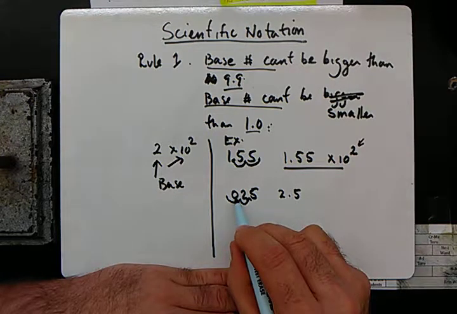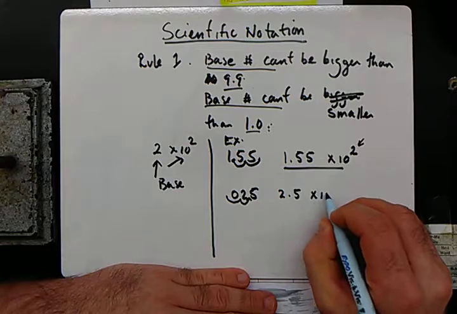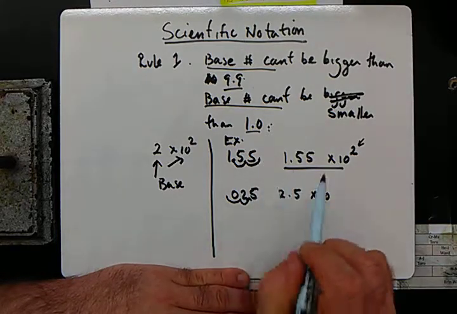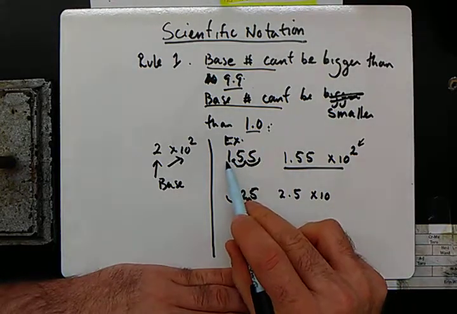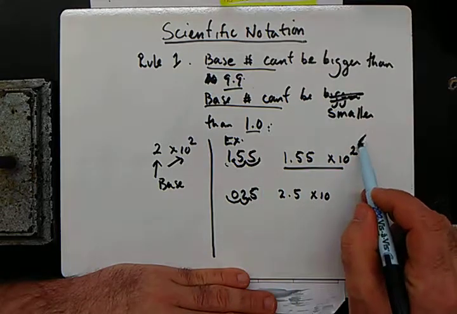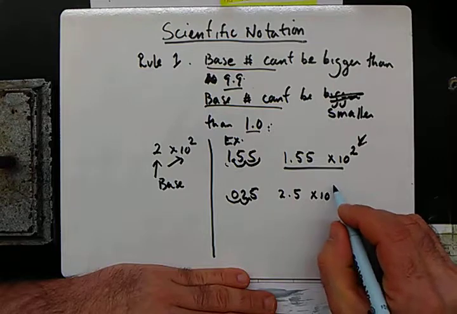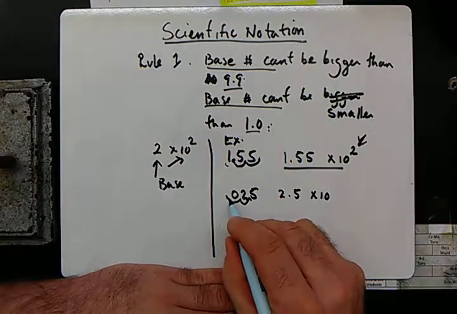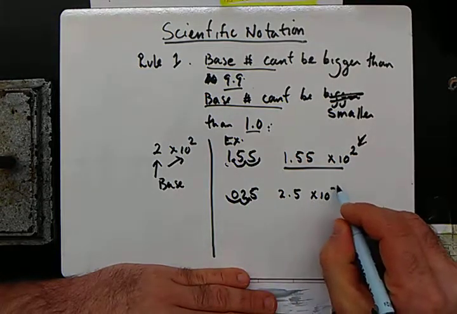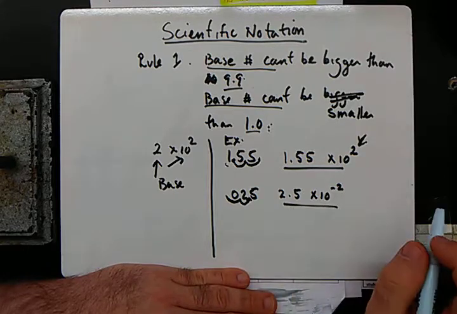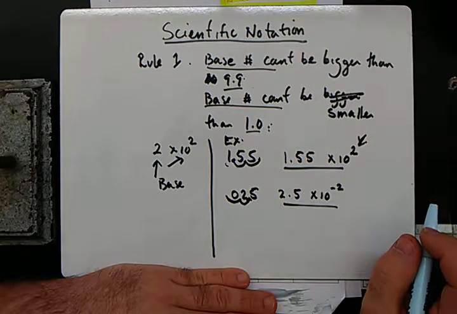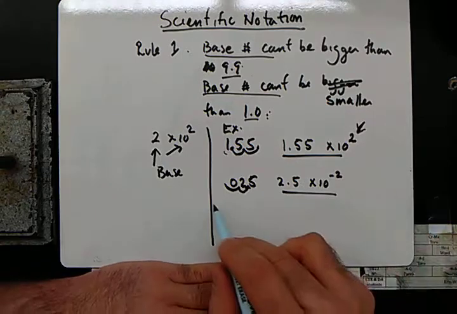2.5 times 10, and now, here's another rule. When we have numbers that are large, the exponent is going to be positive. When we have numbers that are small, the exponent will be negative. So how many times we move over? 1, 2. So answer, 2.5 times 10 to the negative second. Okay, and that's a basic explanation of our scientific notation.